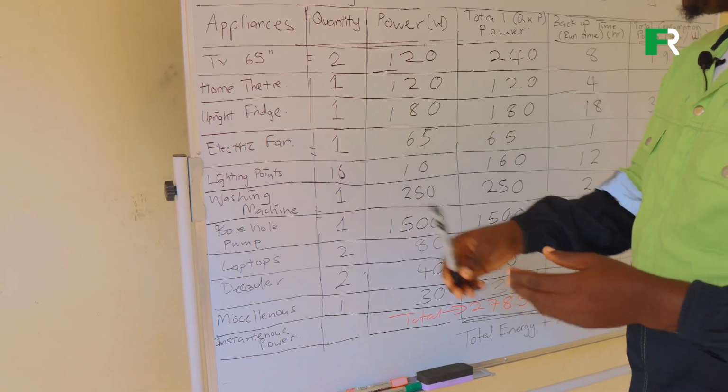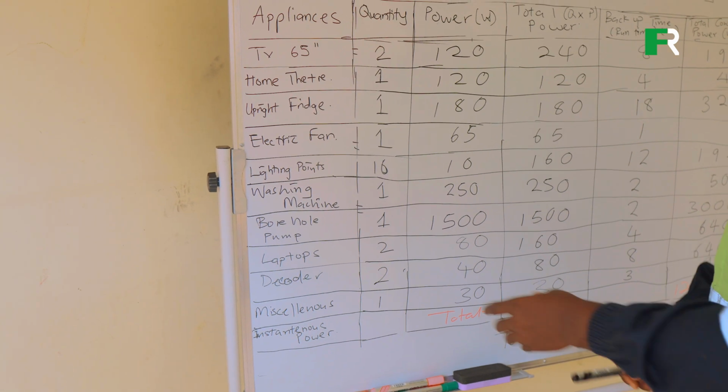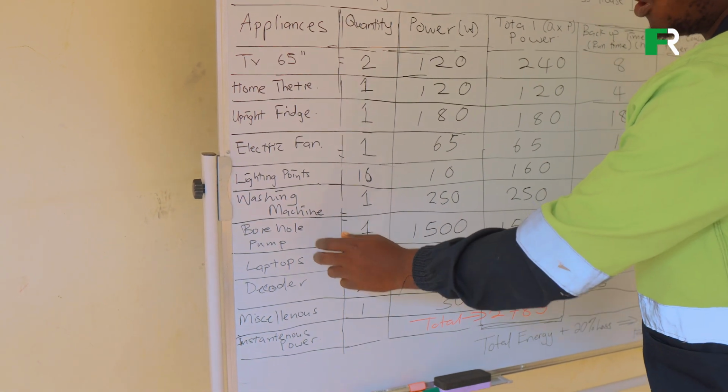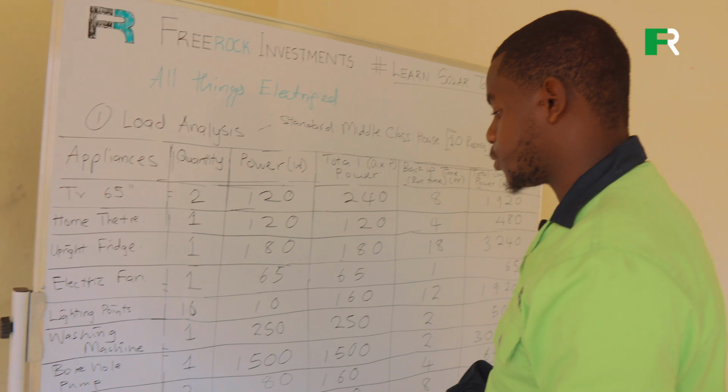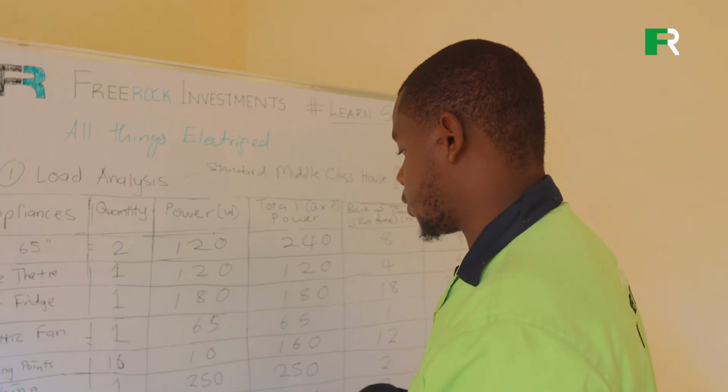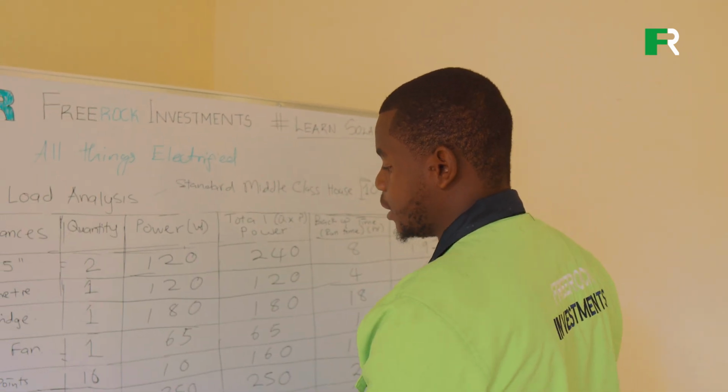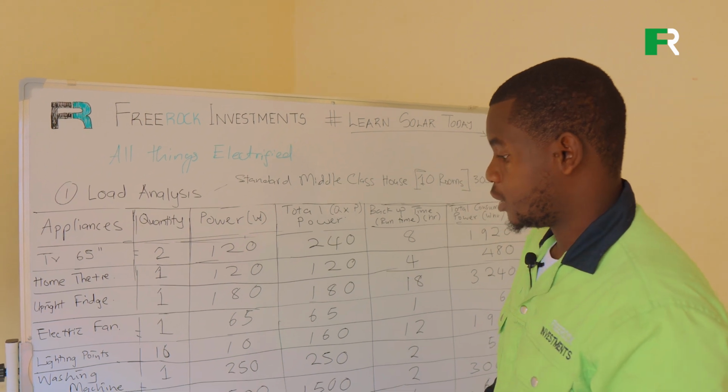Then we have the washing machine, it's 250. Then maybe the house has a borehole for water supply. This is 1,500. Laptops 80, and the list goes on.